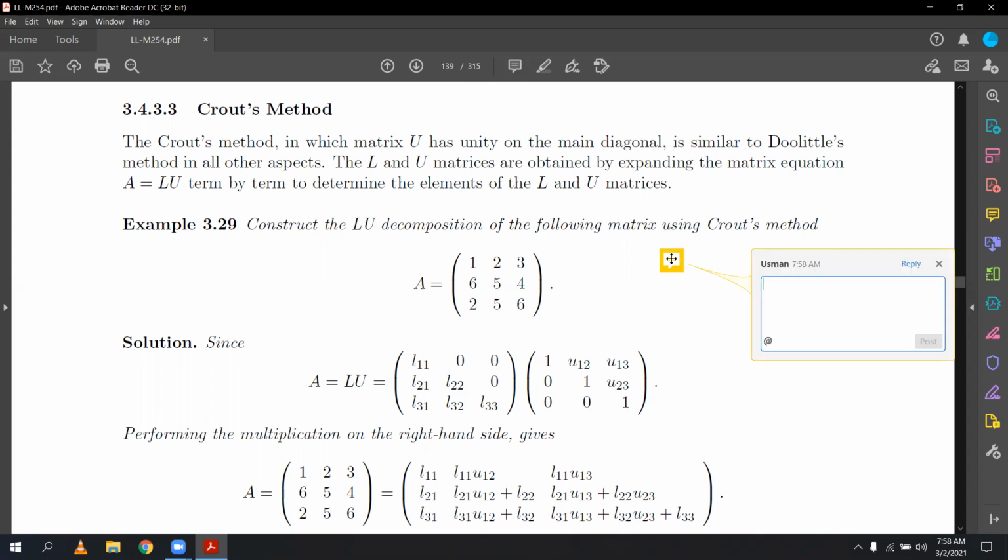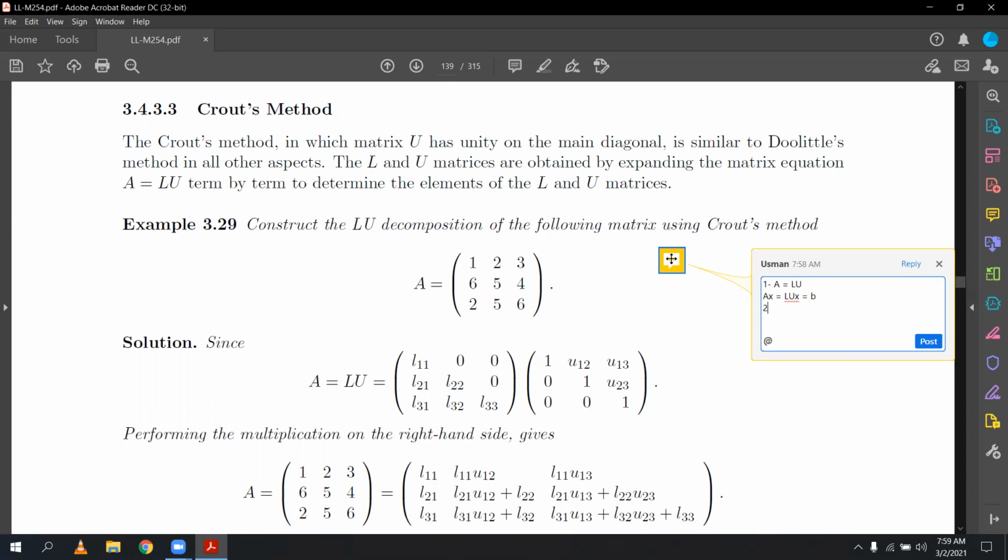For LU decomposition, we have to do 3 steps. In the first step, we have to convert A into LU, where L is a lower triangular matrix and U is an upper triangular matrix. Then your system becomes AX = LUX = B, because you decomposed A into the form of L and U.